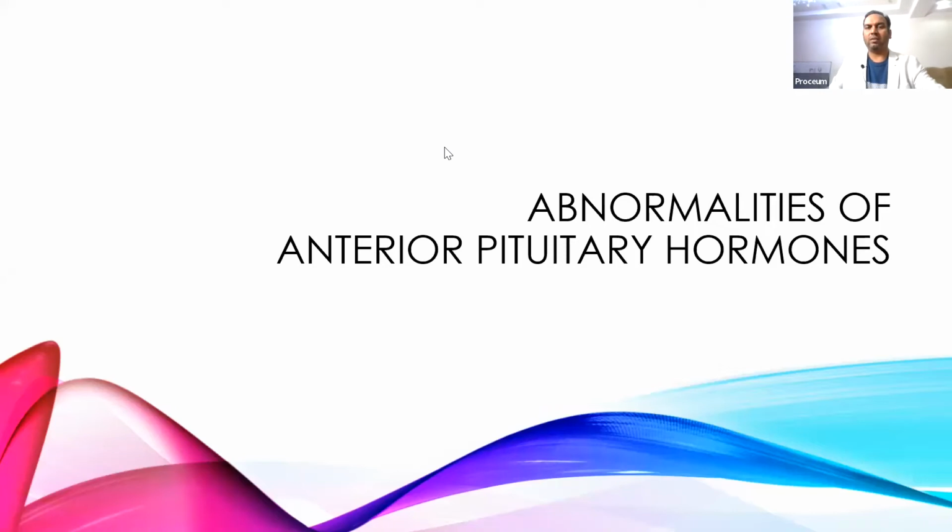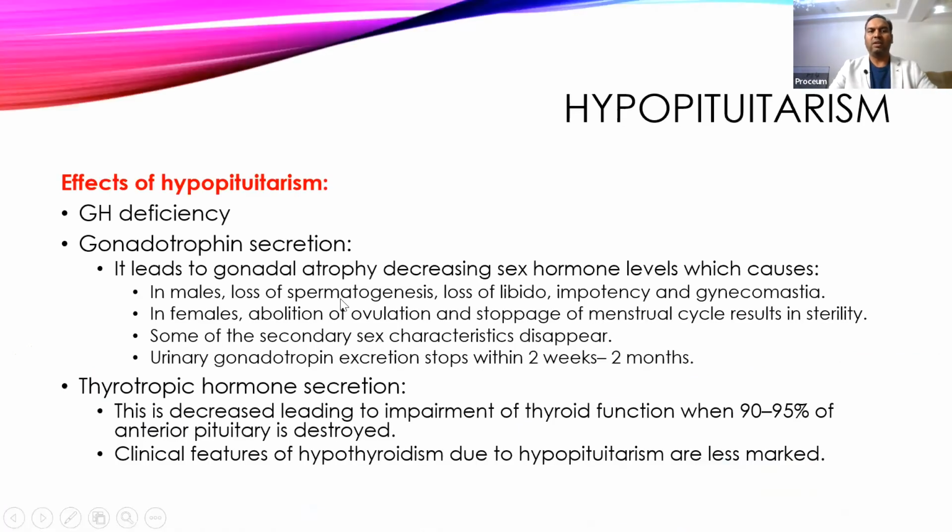Okay, now we'll start the applied aspects of the anterior pituitary hormones. First, when the pituitary function decreases, that is hypopituitarism. Whenever there is decreased pituitary function or hypopituitarism, it will cause a deficiency of growth hormone. Gonadotropin releasing hormone also will be decreased, and thyrotropic hormone function also decreases. So all this will have their effect.